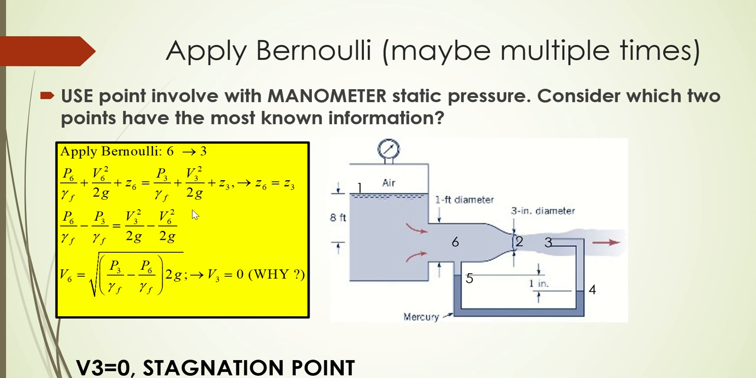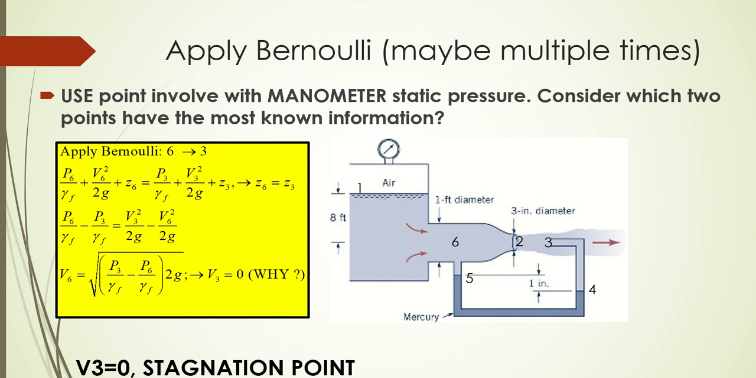That's also why it's important to use point 3, because I know the velocity at 3: it is a stagnation point. So therefore, I can solve this equation for the velocity at 6 because I know that V3 is 0. So V6 is equal to the square root of (P3 minus P6) over gamma of the fluid times 2g. Now my goal is always to get, if possible, one equation and one unknown.